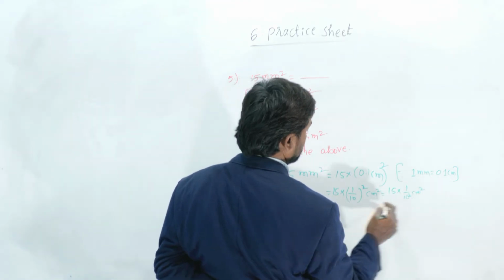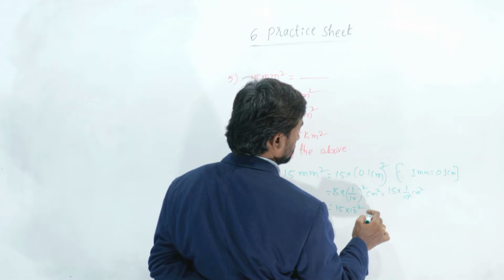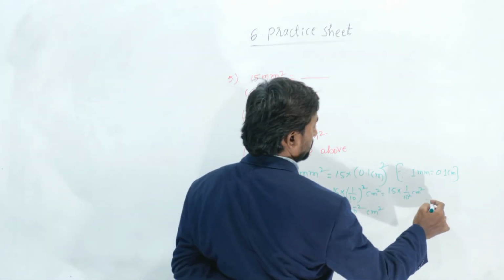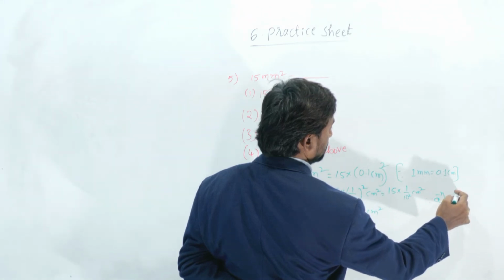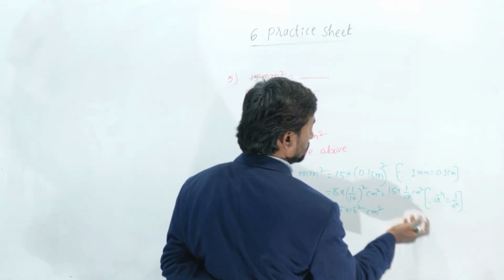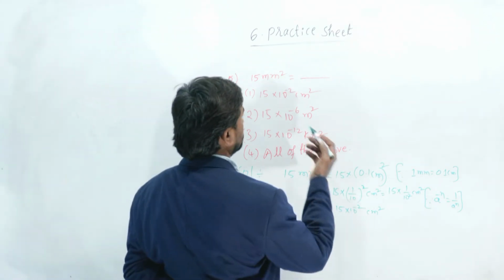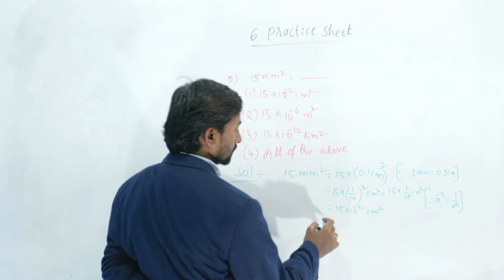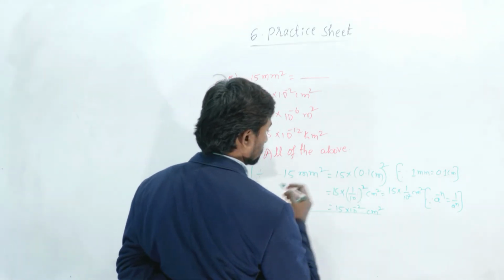So this can be written as 15 into 10 to the power of minus 2 centimeter square. This is from the rule a to the power minus n is equal to 1 by a to the power n, so we can write it like this. So this is in centimeter square, up to here for the first option.